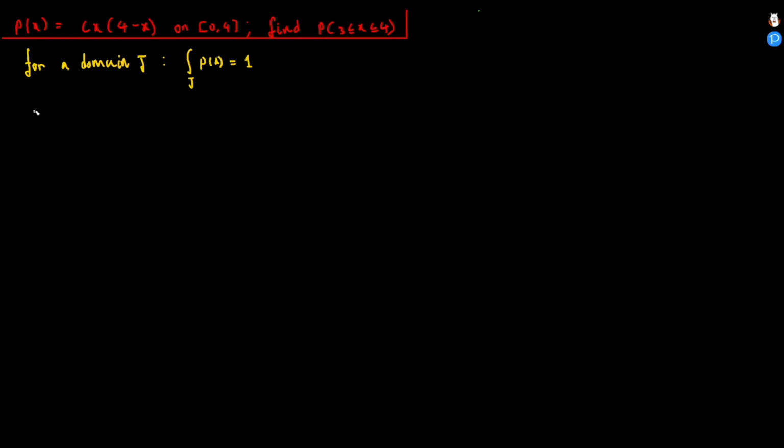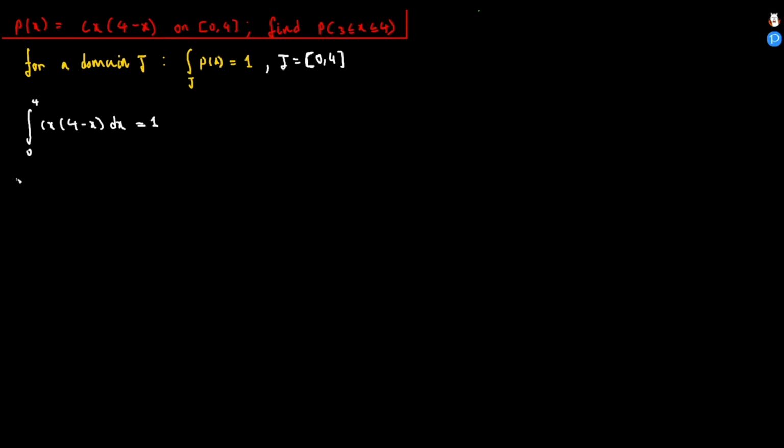So in this case, what we need to do is the integral of cx times 4 minus x dx over some domain. So in this case J is 0 to 4. Okay, this holds in this domain, right? So we are going to say that between 0 and 4 this holds. Now we can go ahead and try and solve this, right? And this equals 1.